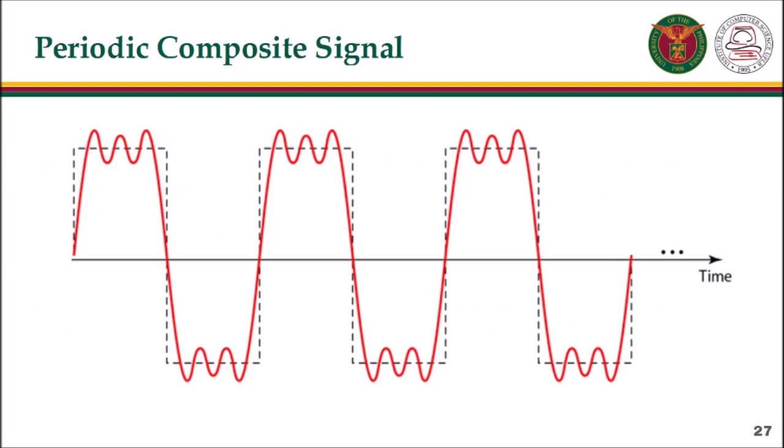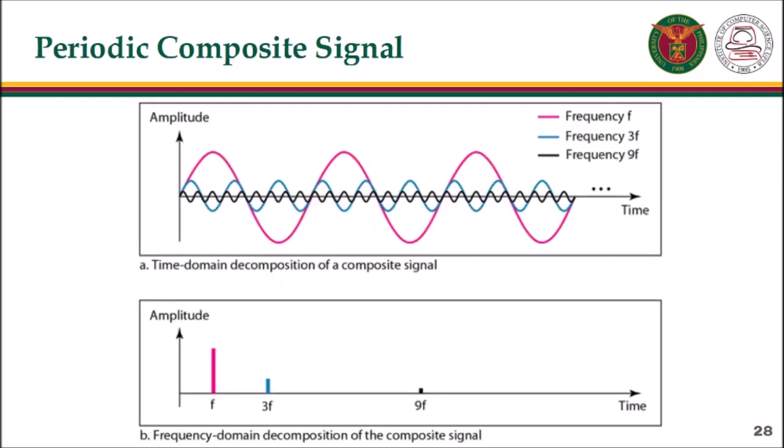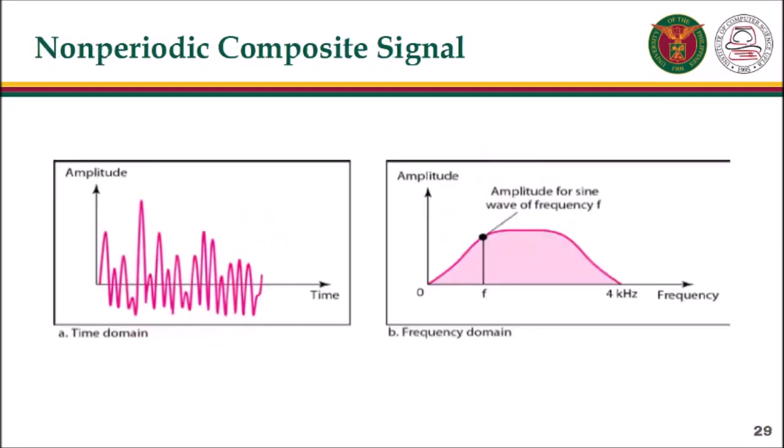Here's an example of a periodic composite signal. Here, it is represented in the time domain plot and the frequency domain plot. Here is a non-periodic composite signal in the time domain plot and the frequency domain.